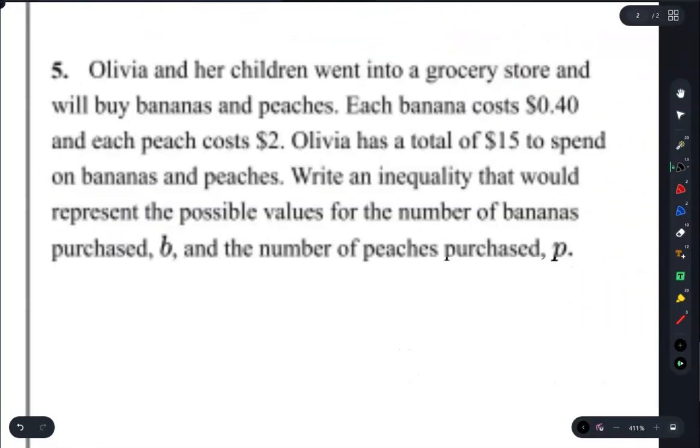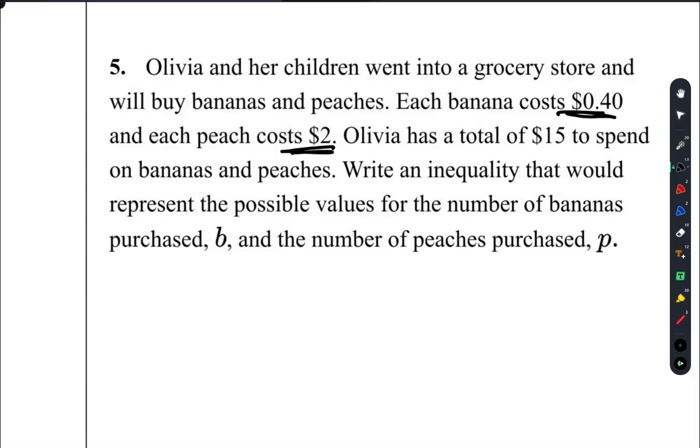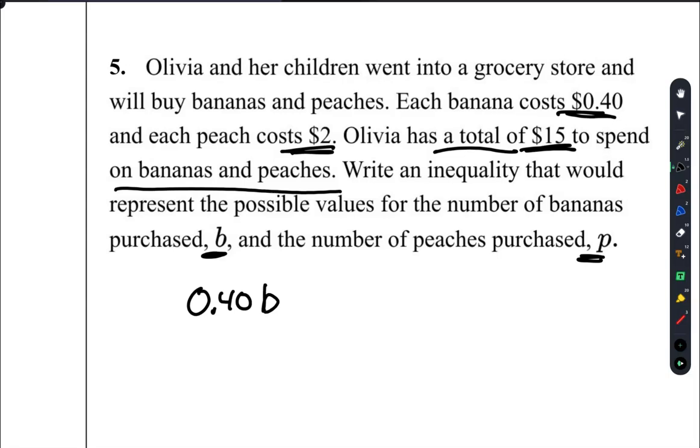All right, let's take a look at this last question here. Okay, here, all we have to do is write the inequality. We've got Olivia and her children went to the grocery store and will buy bananas and peaches. Each banana costs 40 cents and each peach costs $2. Olivia has a total of $15 to spend on bananas and peaches. Write an inequality that would represent the possible values for the number of bananas purchased, B, and the number of peaches purchased, P. So you're going to multiply the number of bananas purchased times 40 cents. So I'm going to say 0.40 times B. And we're going to add that with how many peaches we buy. So we're going to do $2 times the number of peaches, P.